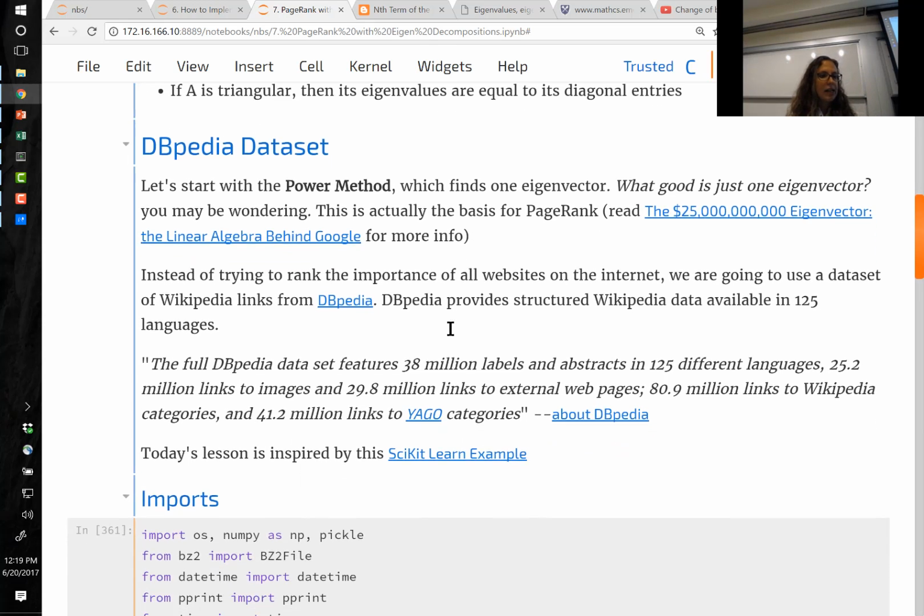So today we're going to start with the power method, which finds just one eigenvector. And that's the basis for PageRank. There's a paper, I really like the title of this, "The $25 billion eigenvector: the linear algebra behind Google." So this is a very real-world application of an eigenvector being important.